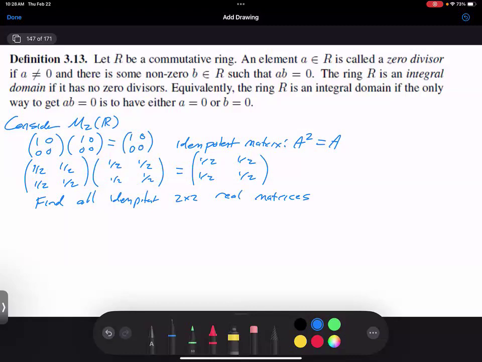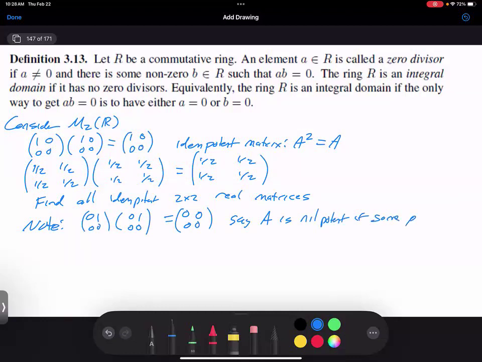Now, let's consider the example I wanted to do, 0, 1, 0, 0. I wanted to do that because as the professor, I know where the lecture is going. What happens when you multiply that matrix by itself? What do you get? This will just be all zeros. We say A is nilpotent if some power of A is the zero matrix. So here, A would definitely be a nilpotent matrix.